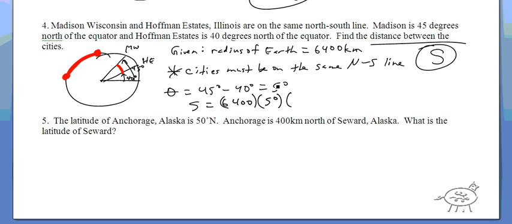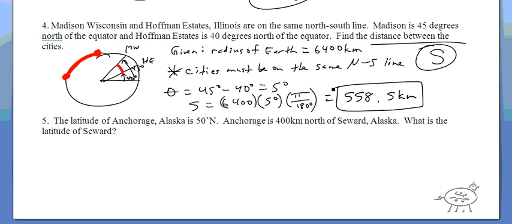So 5 degrees, and then it's pi over 180 degrees. Remember, that's your conversion. That'll turn into radians. And then, of course, you are going to give me a decimal answer because, if I'm trying to find a distance, I want you guys to give me something in decimal. And that turns out to be 558.5 kilometers. Okay, that's the distance between the cities.